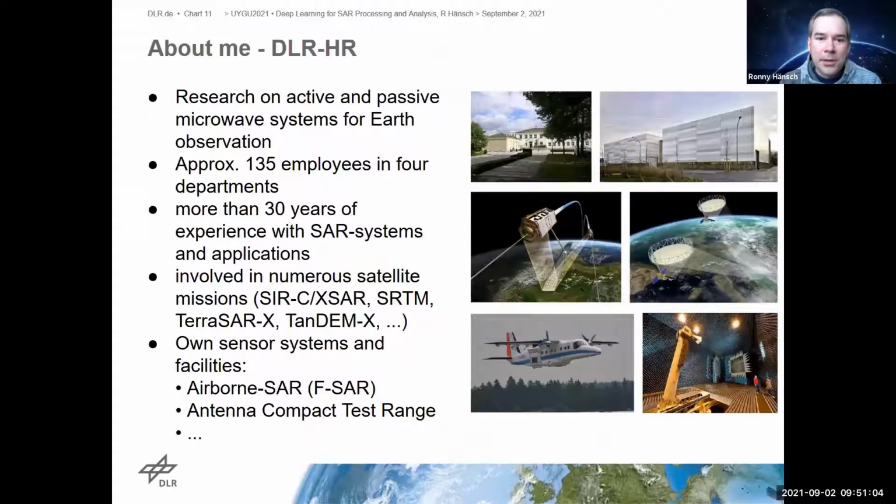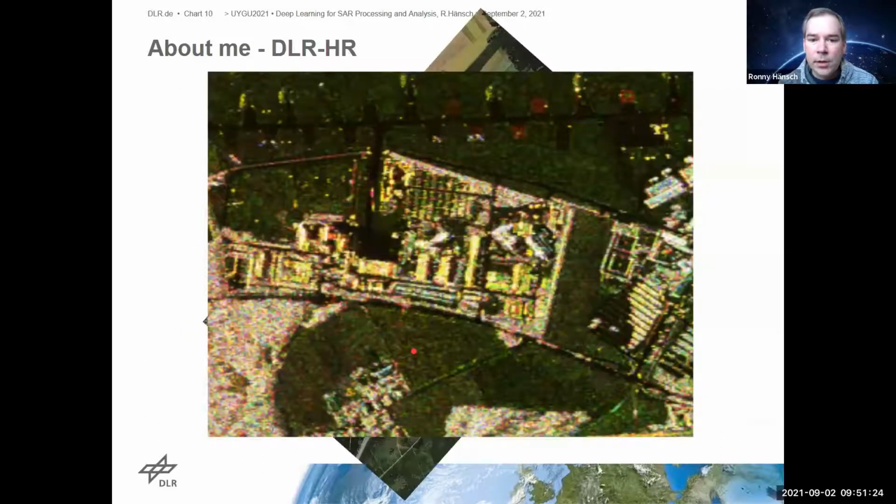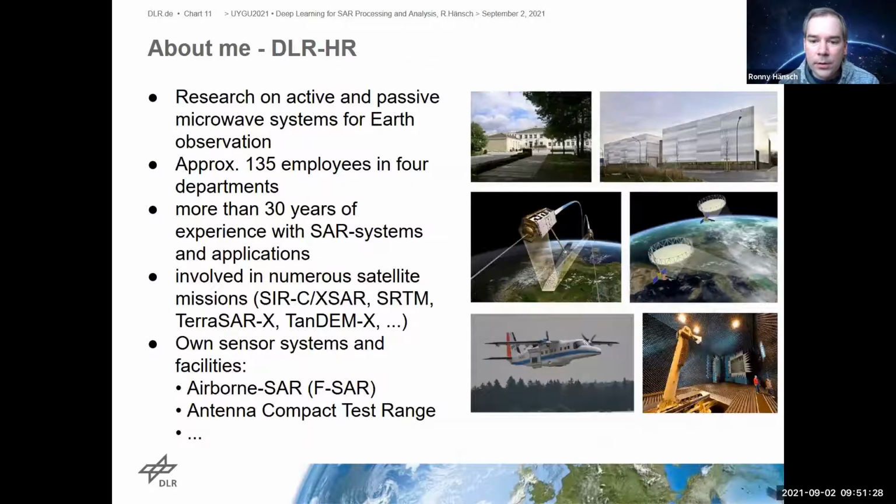What my institute is doing, we do a lot of research on active systems, like for example SAR, also some passive microwave systems, but always microwave. So there are not many optical sensors that we are using. My department is mainly focusing on FSAR. This one here is the ESAR sensor that was also built by the DLR, but now the new sensor is called FSAR. It's an airborne system. This is the plane where the sensor is mounted. It's a multi-frequency polarimetric SAR sensor, and it gives really nice images. I have some examples later on.